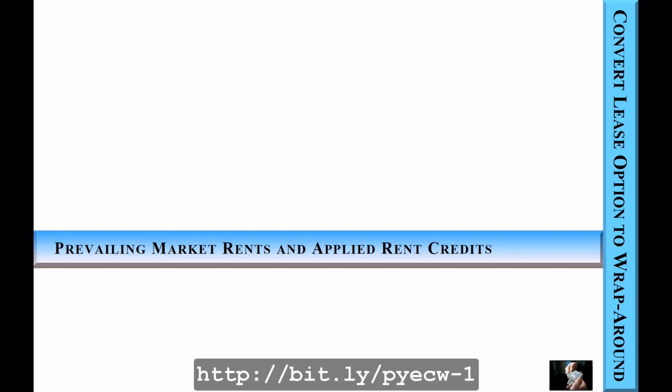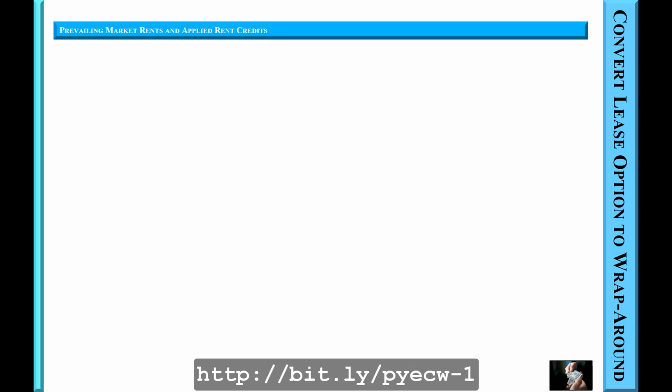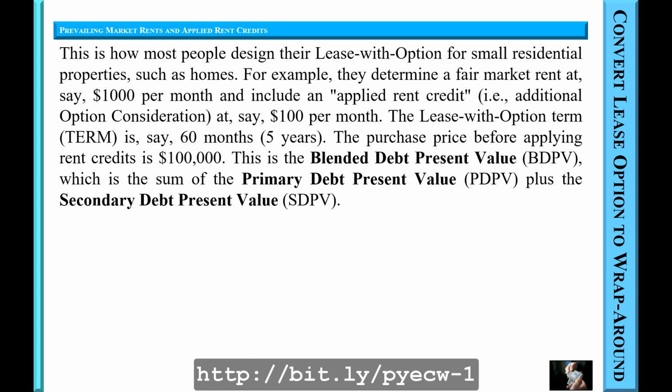Prevailing market rents and applied rent credits. This is how most people design their lease with option for small residential properties such as homes. For example, they determine a fair market rent at, say, $1,000 per month and include an applied rent credit, that is, additional option consideration at, say, $100 per month. The lease with option term is, say, 60 months, that is 5 years.